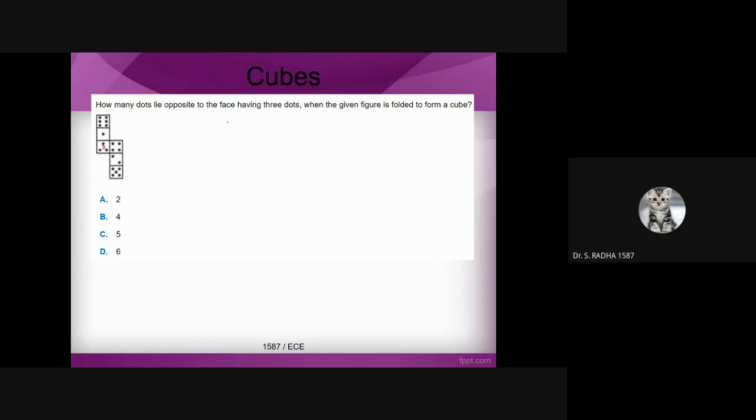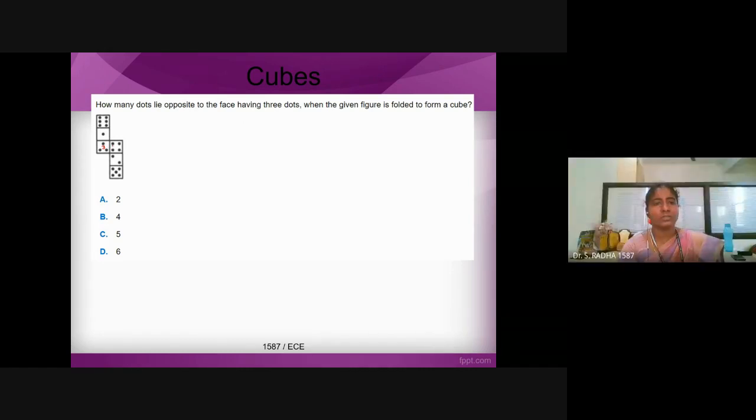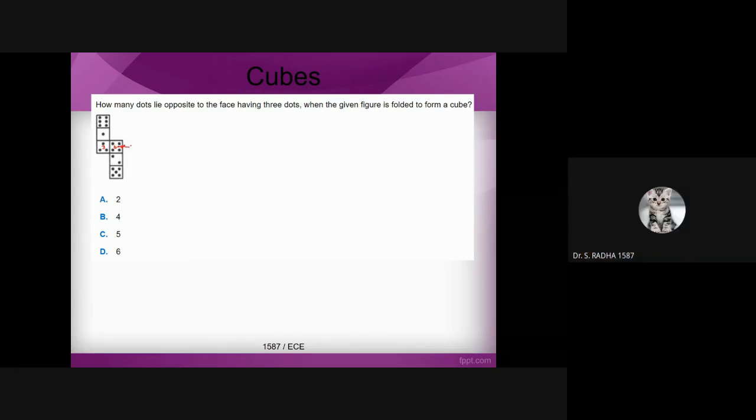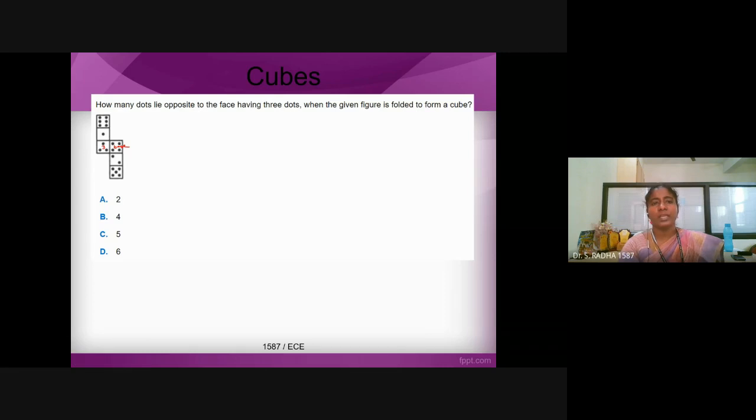How many dots lie opposite to this? So I say it is 6. What I will do, I will make the 4 dots the base or bottom. Next I will lift this 3 dots and 2 dots. They are the faces.